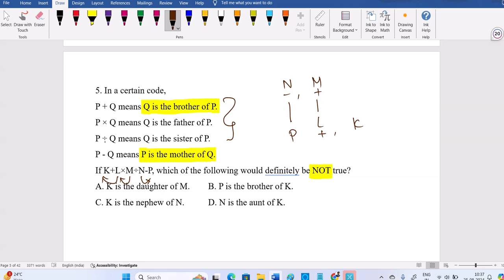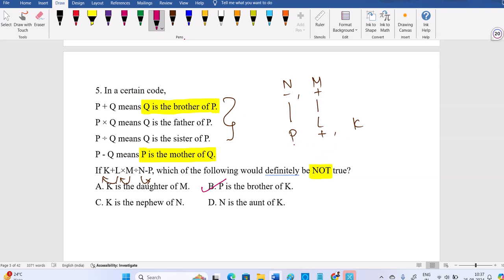The beauty in this question is that they have given reverse. And the other thing is you have to find which is not true. Now finally, K is daughter of M. That I cannot say as of now. P is brother of Q. Definitely not true, they are saying. Yo, P is brother of Q. No, P is cousin of Q. This is definitely not true.